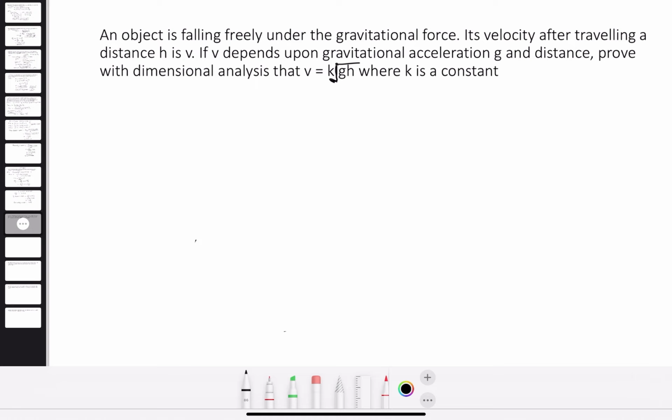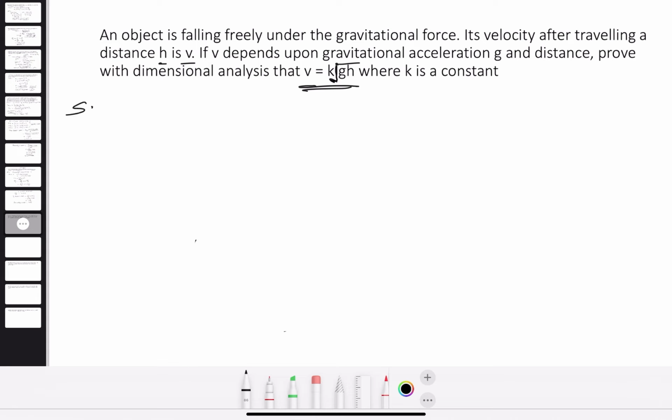So today's question is, an object is falling freely under the gravitational force. Its velocity after traveling a distance h is v. If v depends upon the gravitational acceleration g and distance h, prove with dimensional analysis that v is equal to k root gh, where k is a constant. Okay, so we have to prove this equation with dimensional analysis.